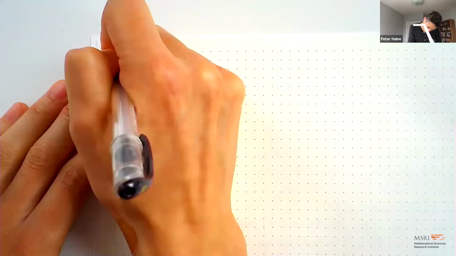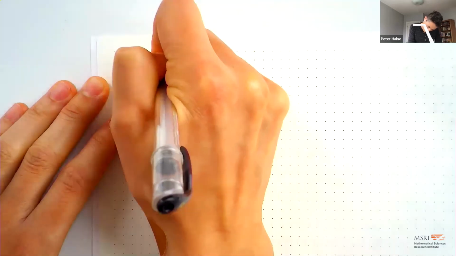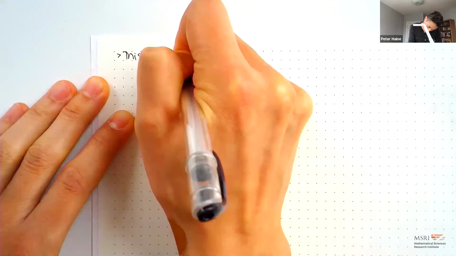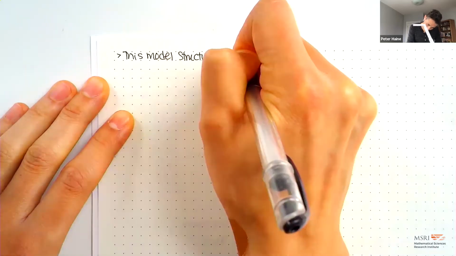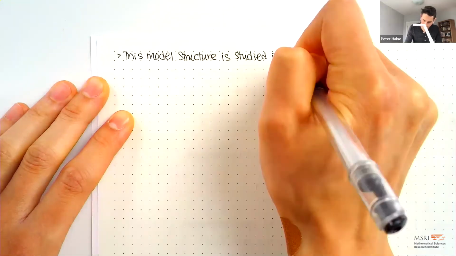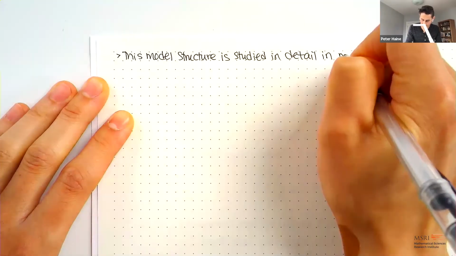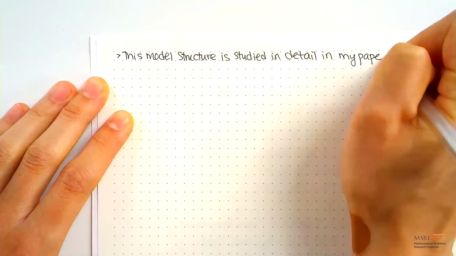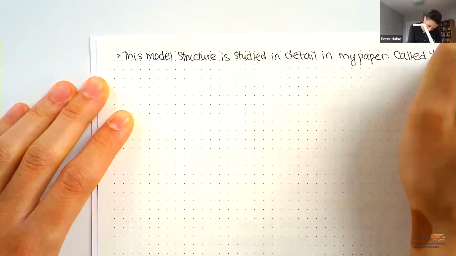So this model structure is studied in detail in my paper. And it's called, in this paper, the Joyal-Kahn model structure.